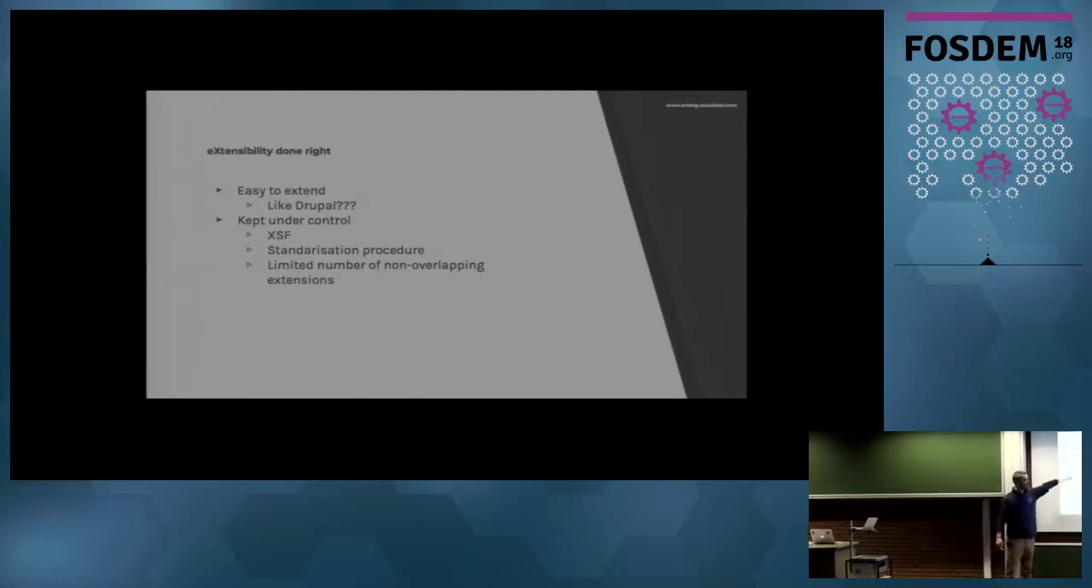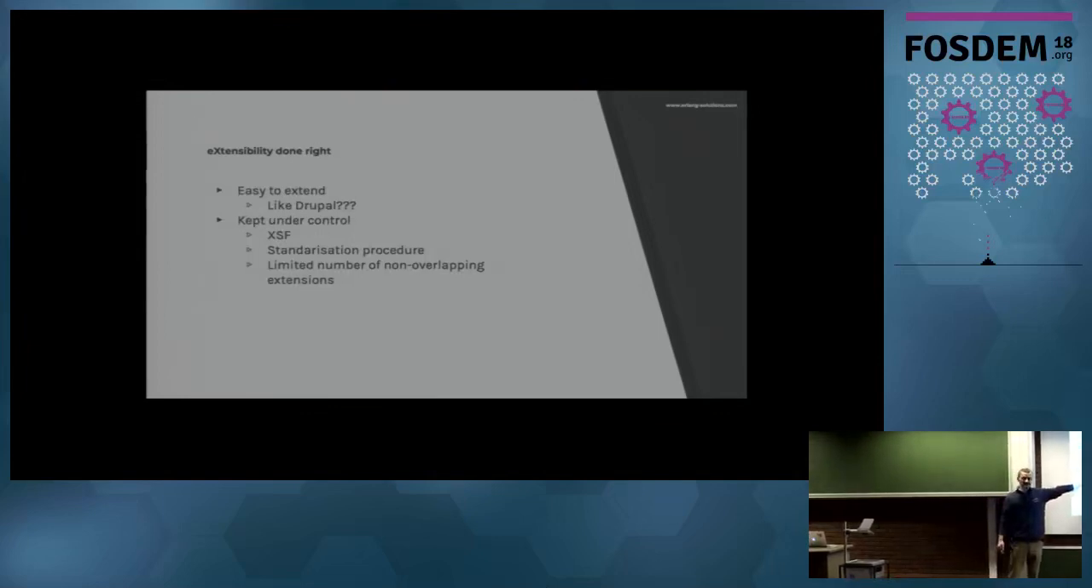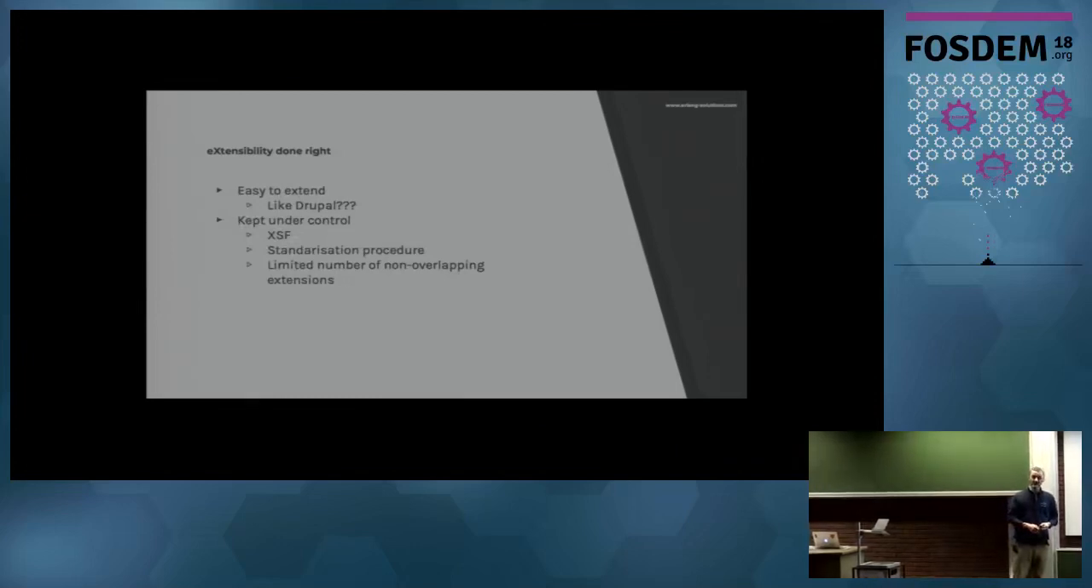The good thing about XMPP is that it's under control. There's a standards foundation which takes care of it. If you want to do something new in the protocol, there's a standardization procedure which is not easy to pass. It takes a long time. And the result is that it's not 22,000 but about 150 current officially supported extensions. And they usually don't overlap. If you want to do something, you probably find just one extension that does this. If there are two, one of them is usually deprecated.